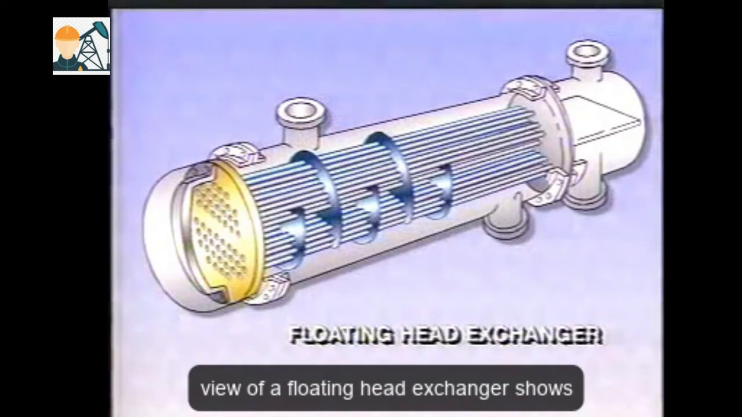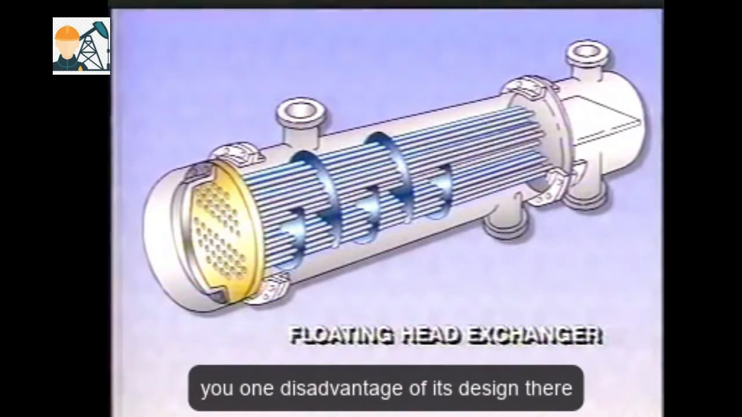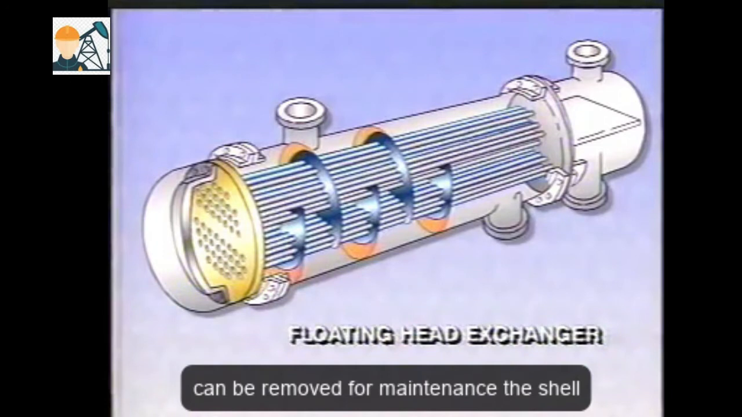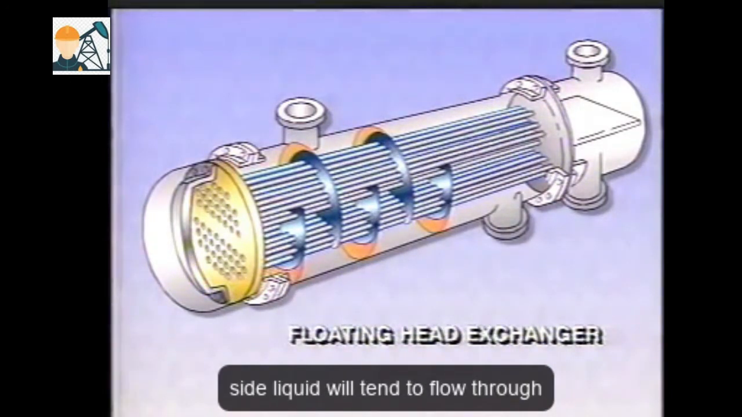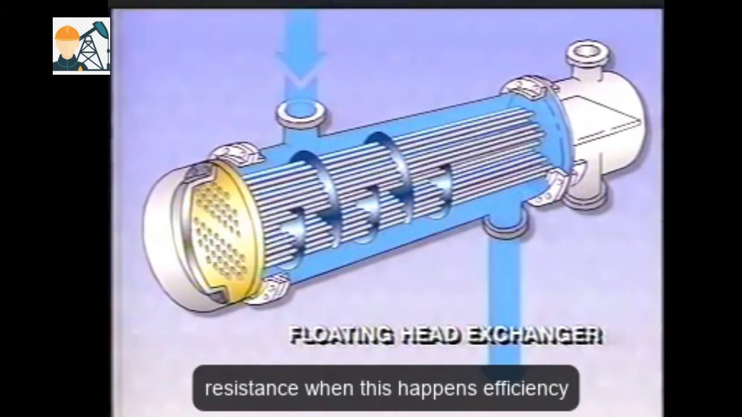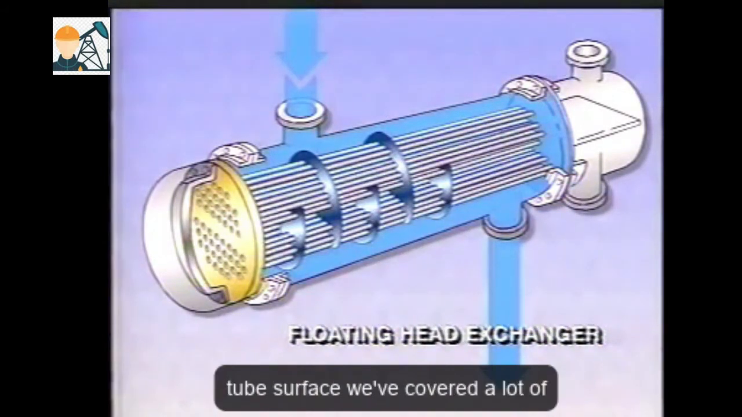This cutaway view of a floating head exchanger shows you one disadvantage of its design. There is a clearance space between the shell and tubes. It's needed so that the bundle can be removed for maintenance. The shell side liquid will tend to flow through this space, an area that offers little resistance. When this happens, efficiency decreases because the shell side fluid does not come into contact with enough tube surface.